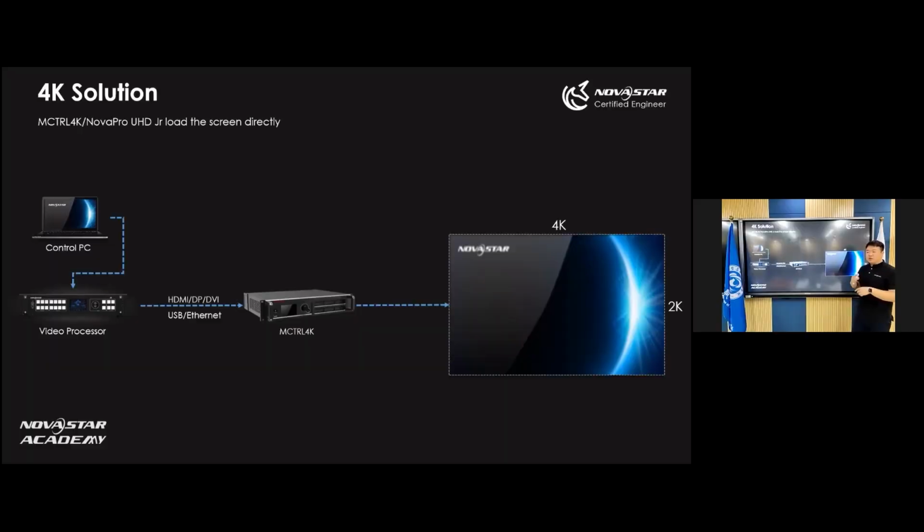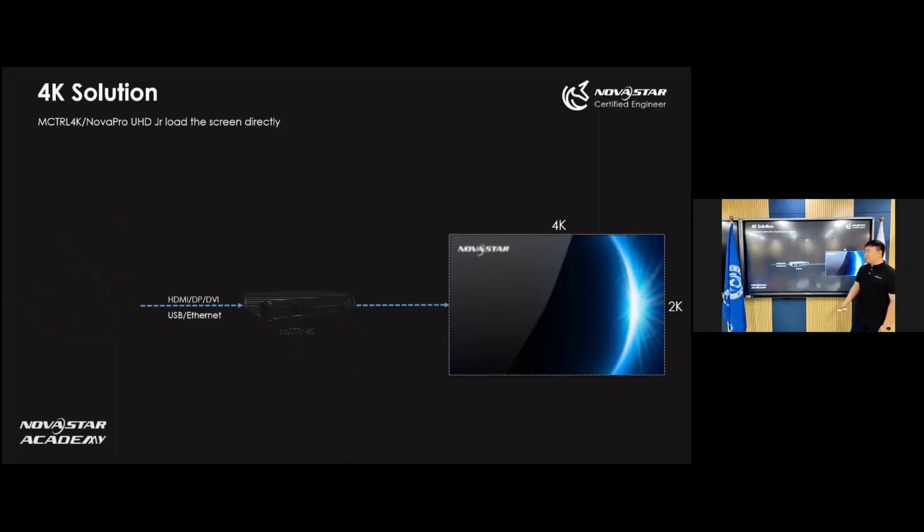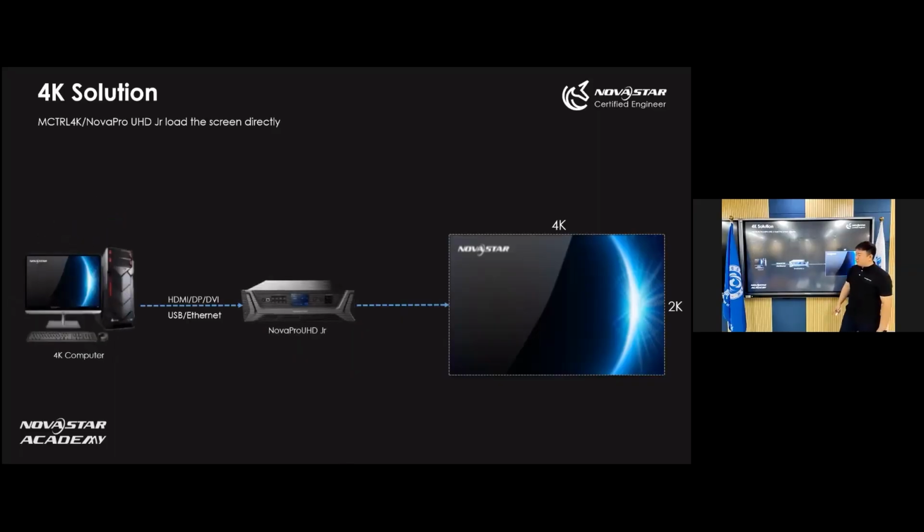So if we want to simplify it much more, we can use the all-in-one controller. Here, the video source goes directly to the Nova Pro UHD Junior, and we can directly load the 4K screens. And we can also quickly switch the video source input on the front panel, and it supports opening layers on the front panel. So the system structure becomes much simplified. We just talked about the 4K solutions.